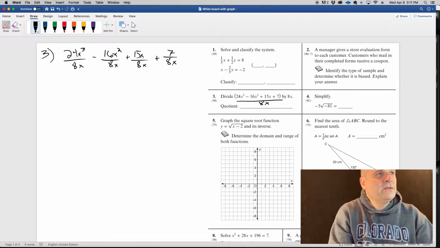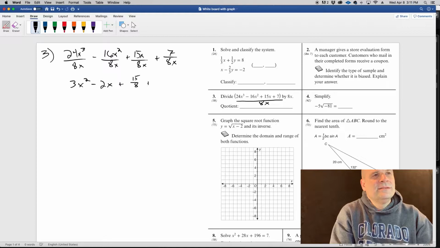24 divided by 8 is 3. x cubed over x is x squared. 16 divided by 8 is 2. x squared over x is just x. The x's cancel, and you're left with 15/8. And then you're left with 7 over 8x.